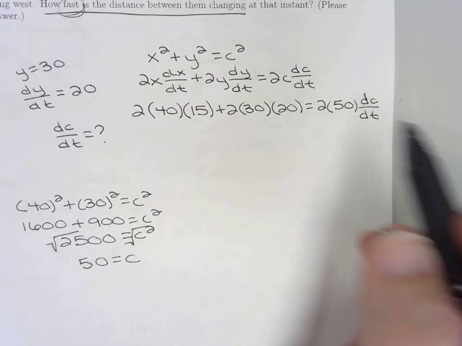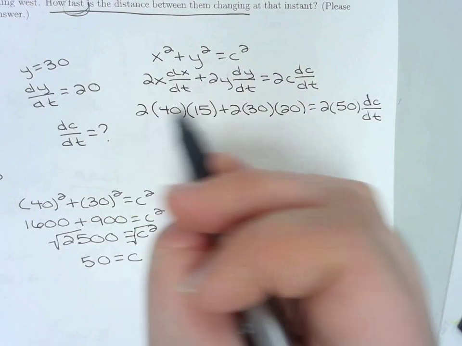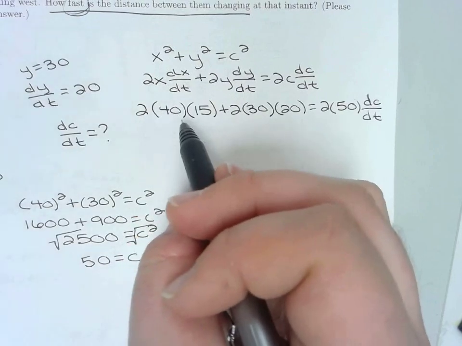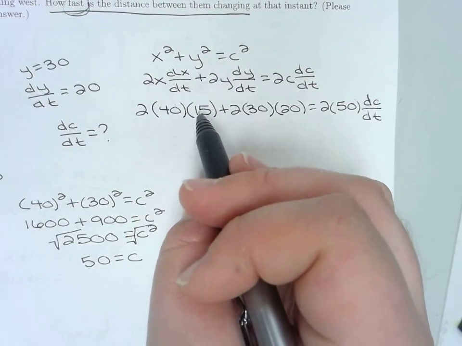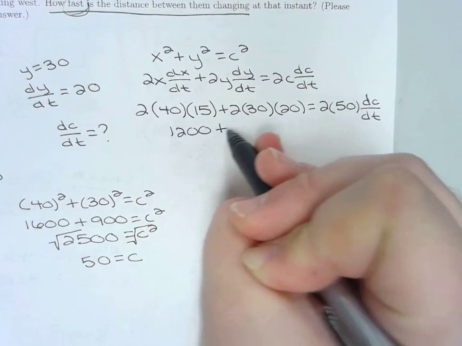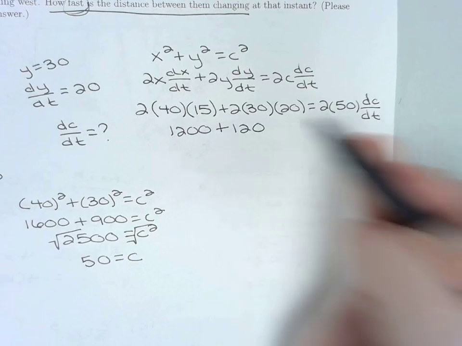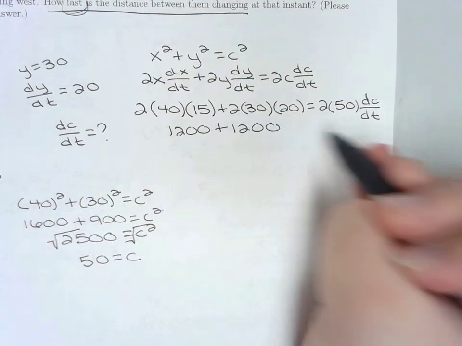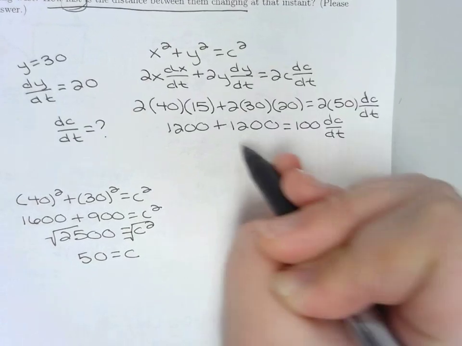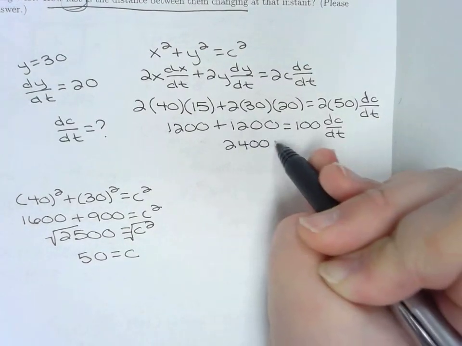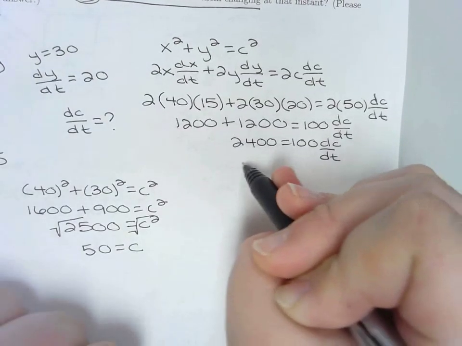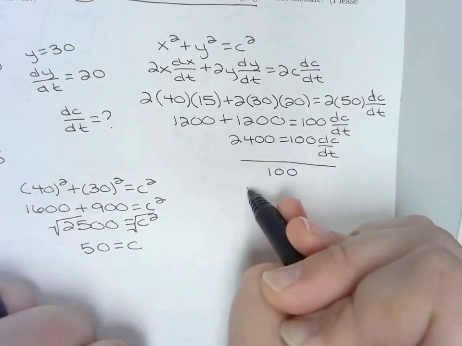Let's work on solving this. Go back to your middle school days and choose the order you multiply. So I would do 2 times 15 times 30 is 900, plus 2 times 40 times 15 is 1200, plus 2 times 30 times 20 is 1200. That equals 100 dc dt. 2400 equals 100 dc dt. Divided by 100, 24.